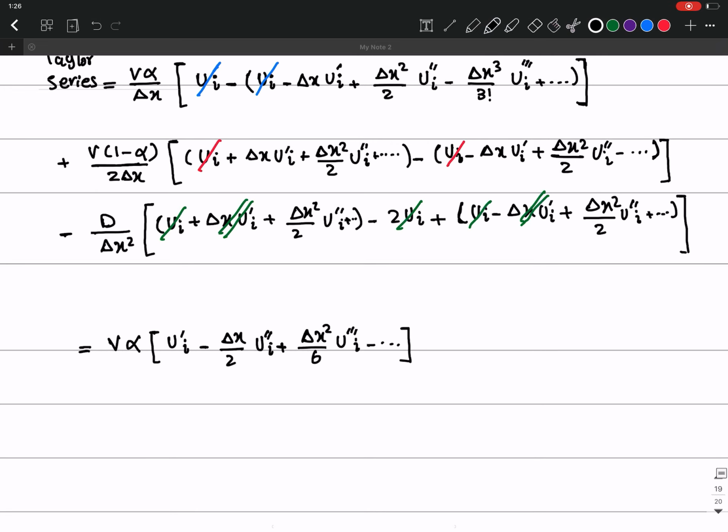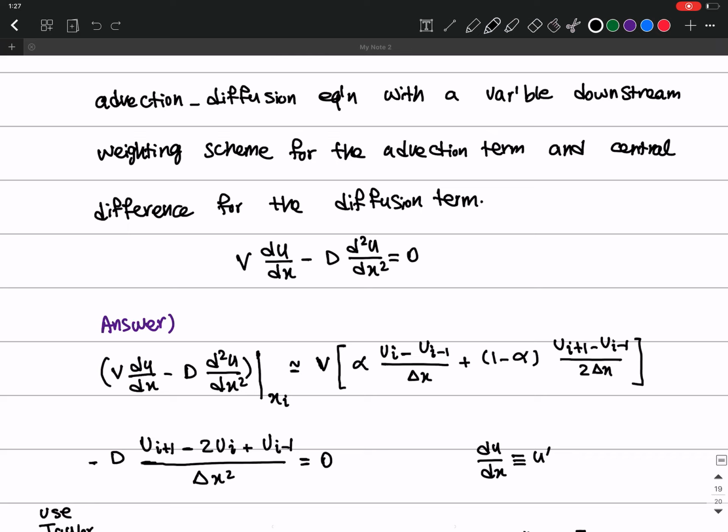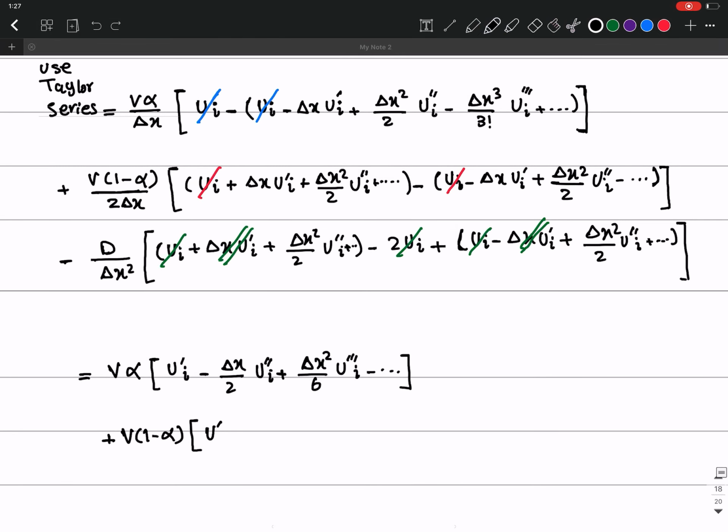For the second equation, I'm going to have plus v 1 minus alpha. I'm going to have u prime i. I'm going to divide everything by 2 delta x there. So I'm going to have u prime i again, plus the second term, if you calculate, add these two together, it's going to be delta x squared, and then multiply it by 2 delta x, you are going to get delta x squared, delta x over 2.